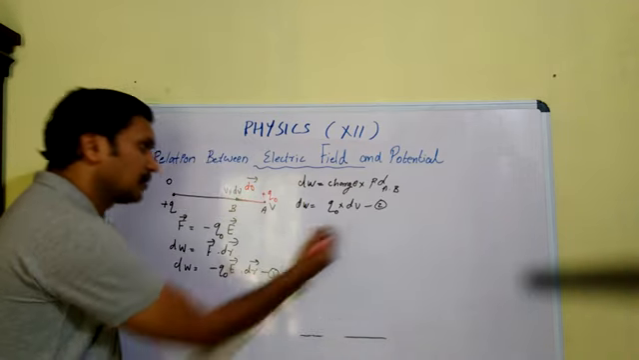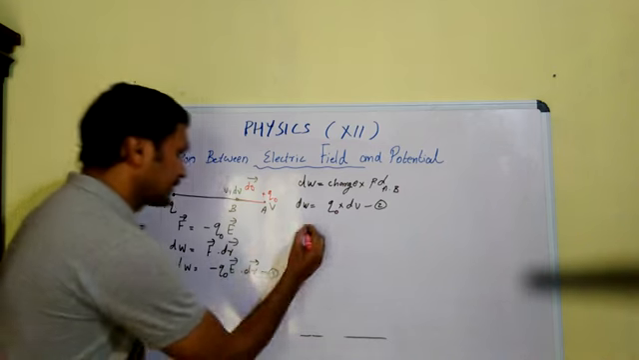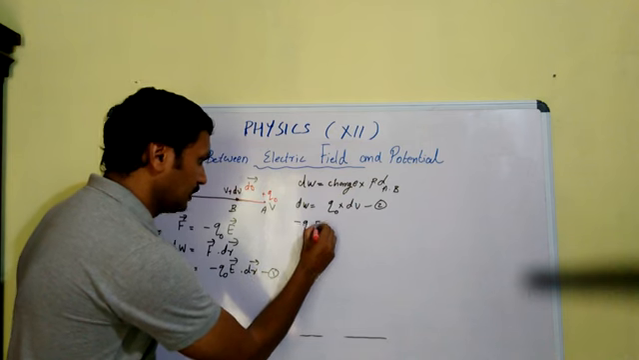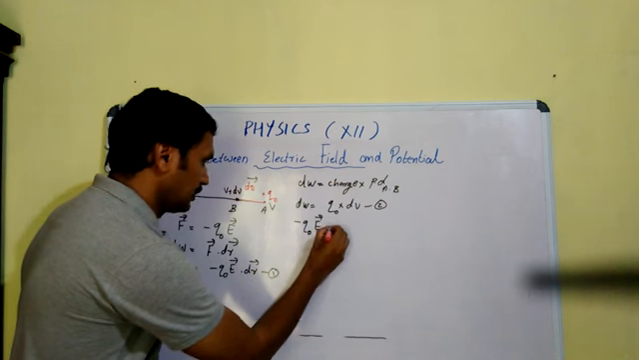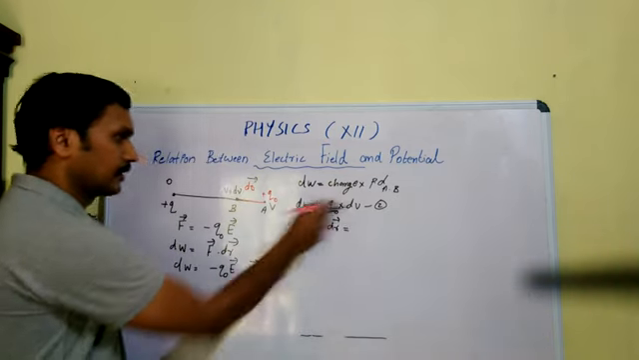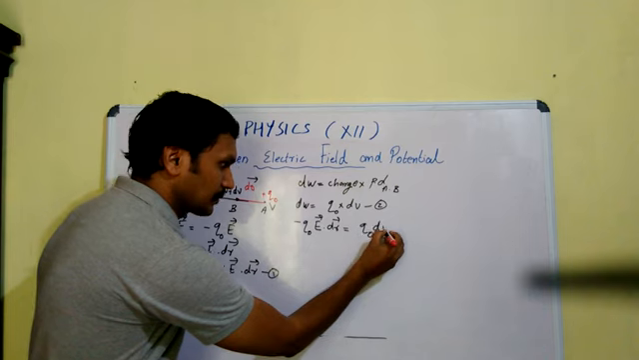Now compare these two equations. The right side of equation 1 is minus Q0 E dot dr, which is equal to the right side of equation 2, Q0 dV.